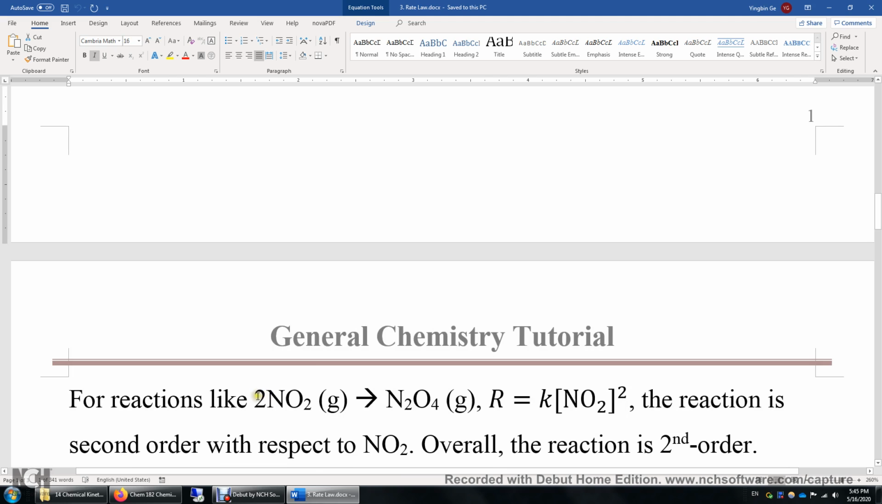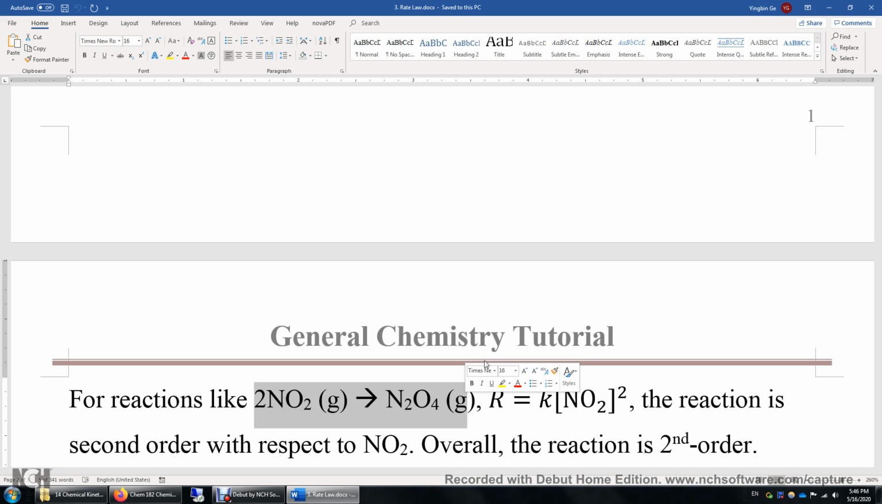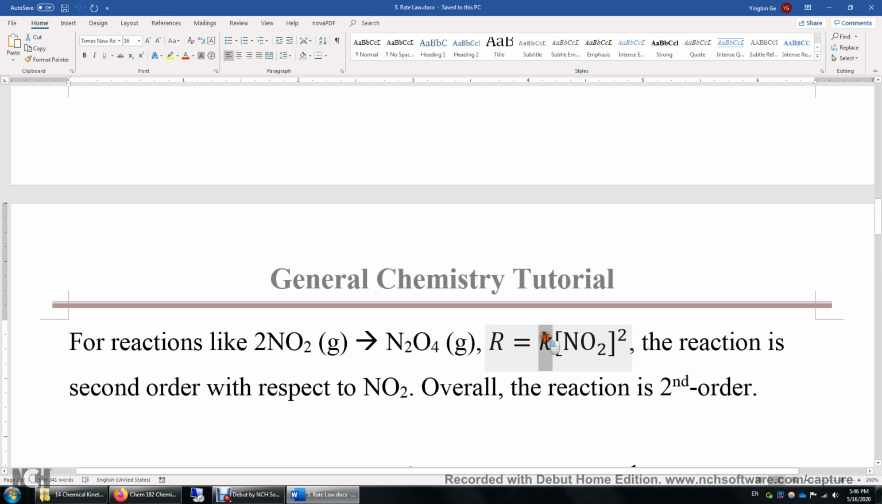Now let's look at a slightly different reaction. We still have two reactants, but this time it's NO2 reacts with NO2. Two NO2 molecules collide and they react. In this case, the reaction rate constant K times NO2 squared gives us the reaction rate. So in this case, this reaction is second order with respect to NO2, and overall, it's also second order.